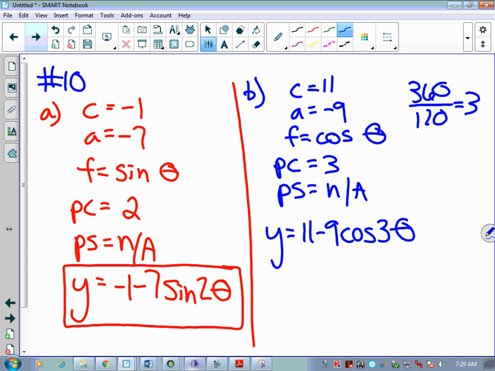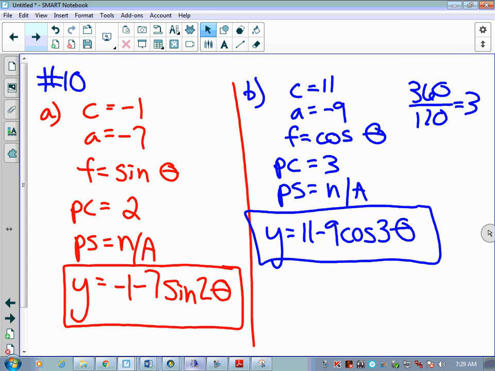Let's check our answer key, see if we're on the right track. Y equals 11 minus 9 cosine 3 theta. That's my answer right there. And I really feel like these are actually pretty easy because there's no phase shift, so there's no real worry about the rest of that. You only have a few things you need to find there.